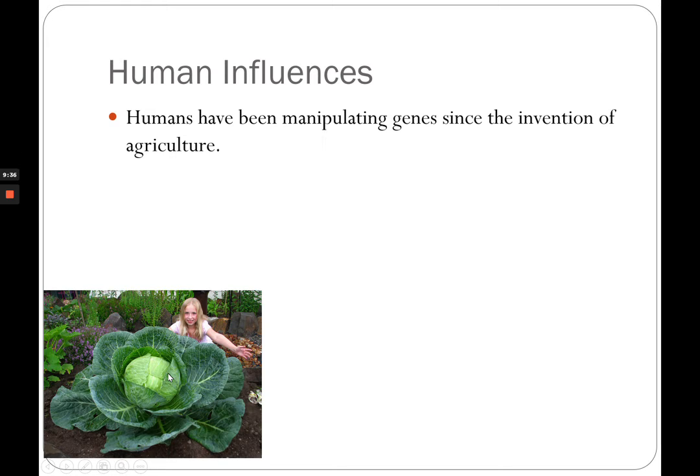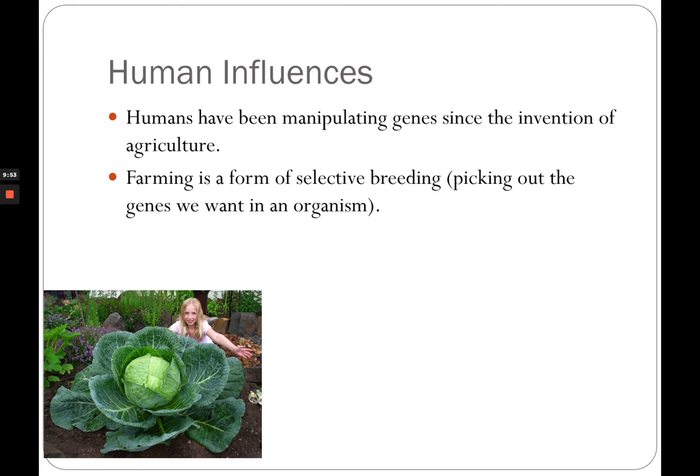Sometimes they're just really that big, or they've grown that big because humans have been selecting large pumpkins over many, many, many generations. So some of these pumpkins will tend to grow larger and larger and larger. So this is basically a form of selective breeding where farmers pick the genes that they want in a particular organism.